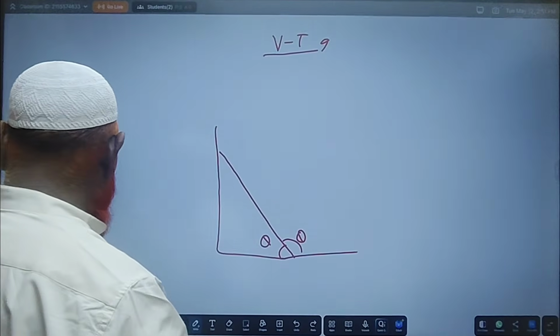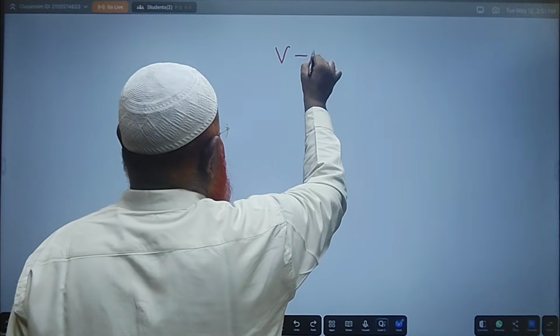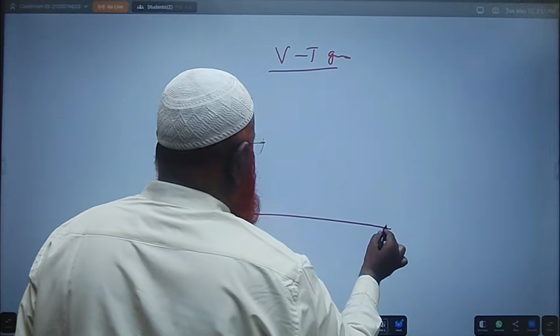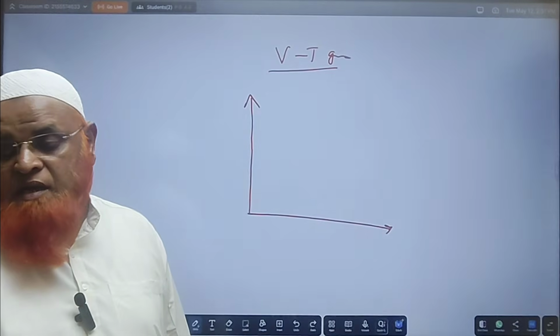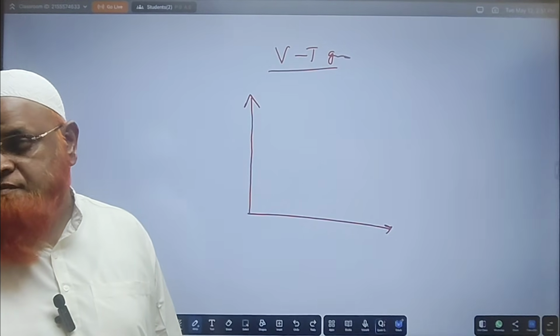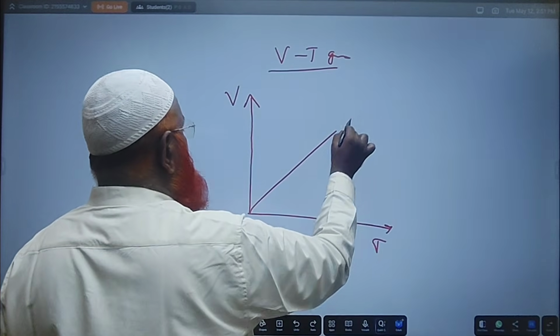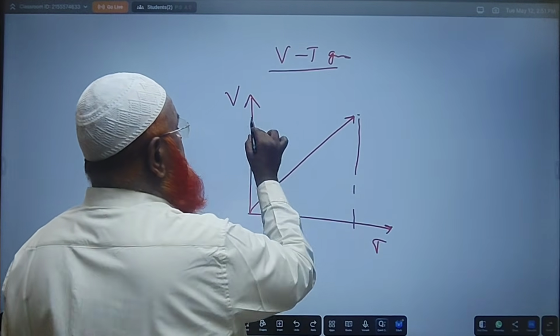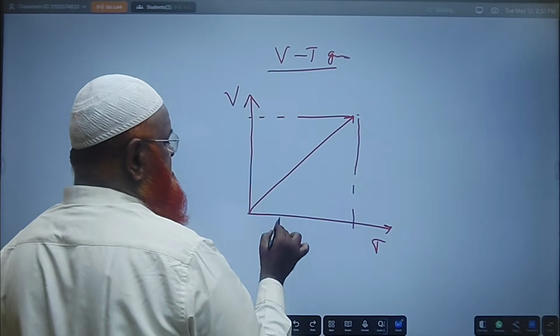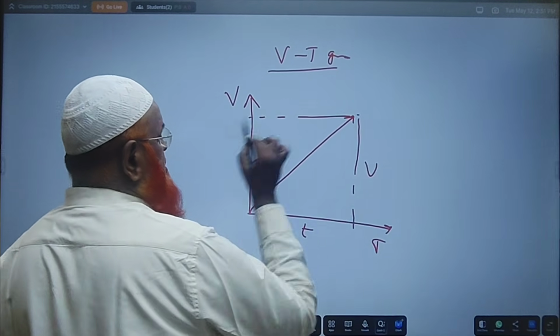So next we shall discuss what the velocity time graph is. Already I have explained this. Did I explain this or not? Yesterday I proved it by using graphs. So what is this actually? Velocity time graph. If I draw a line here, this is the opposite side, this is the adjacent, this is time and this is velocity.